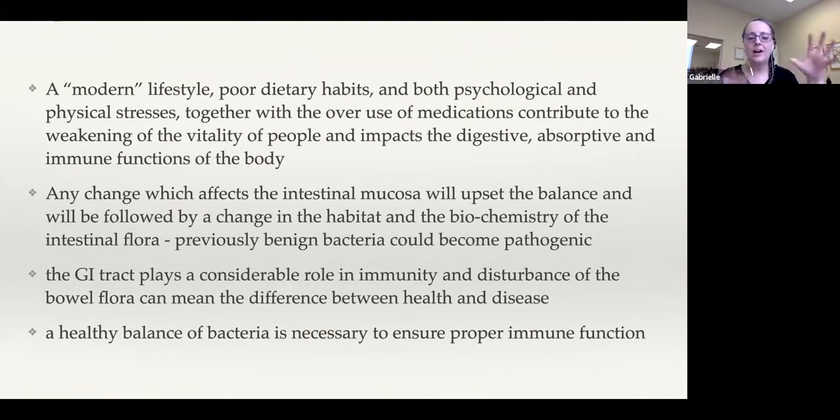Now, how do we maintain this balance of beneficial bacteria in our intestinal flora? Well, our modern lifestyle doesn't necessarily contribute to this balance that we so seek. Any sort of change that affects the surrounding tissue, the mucosa, will in fact upset the balance of the bowel flora. It will cause a change of the habitat and the biochemistry of the intestinal flora. And previously benign bacteria could in fact become pathogenic.